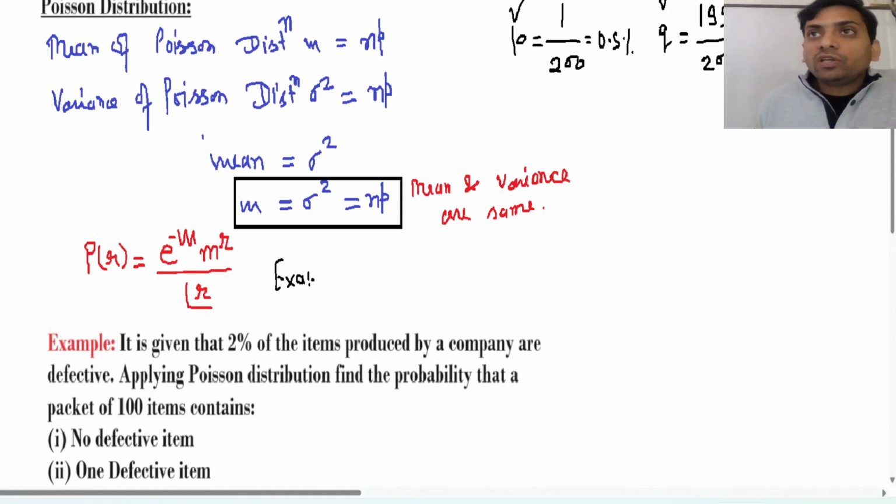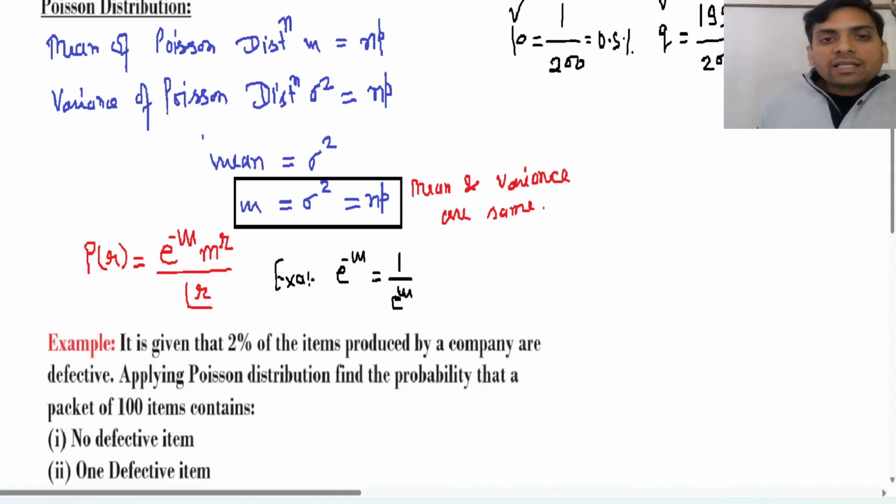This example is only for E raised to the power minus M. The value of M may be 2, 3, 4. This is the mean value. Clear? So you can write this term E raised to the power minus M as 1 upon E raised to the power M. You can write this because a negative power is converted into a positive power when we write the term in the denominator.